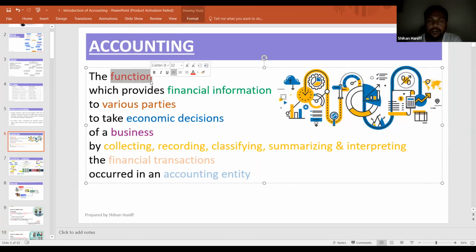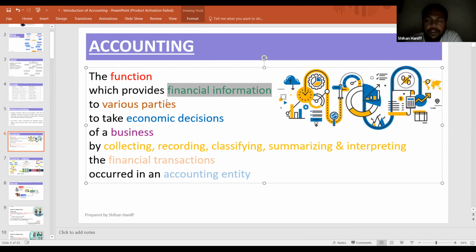function. So what is a function? A function means there is an input, a process, and an output. Input, process, output. What are the inputs? Transactions and events. Output, financial statements. Let me explain financial statements later. The function which provides financial information.